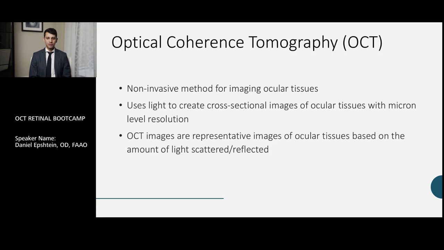So OCT is a non-invasive method for imaging ocular tissues. It uses light to create cross-sectional images of ocular tissues with a micron-level resolution. The OCT images are representative images of ocular tissues based on the amount of light scattered and reflected.